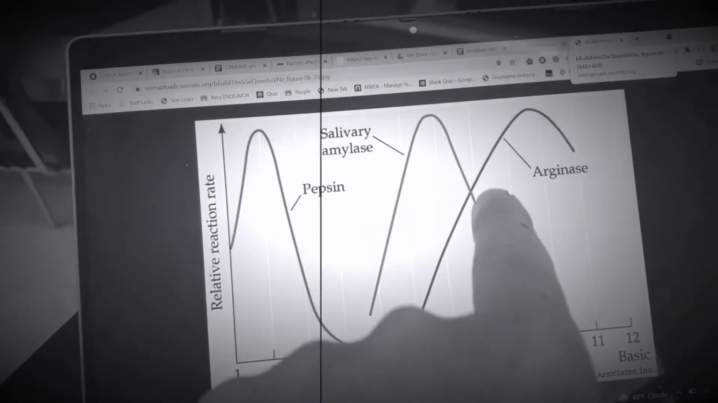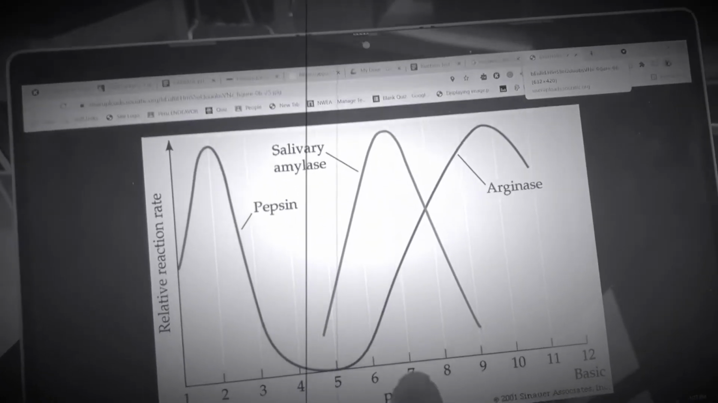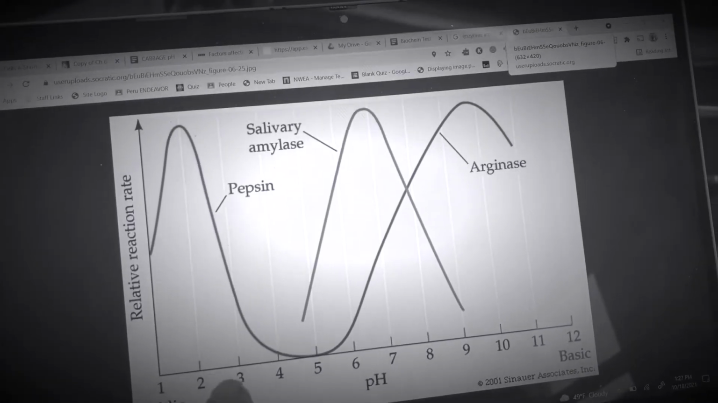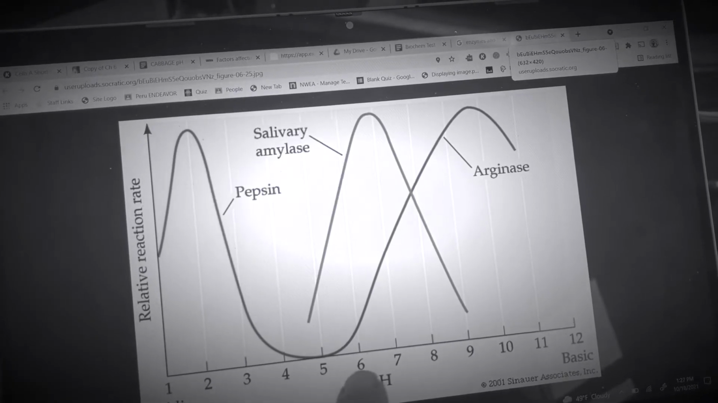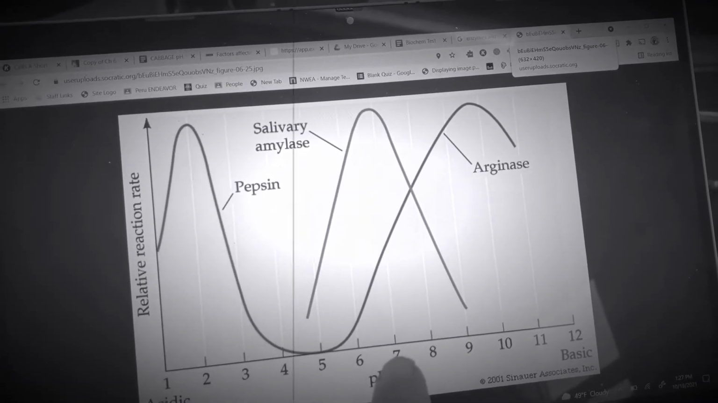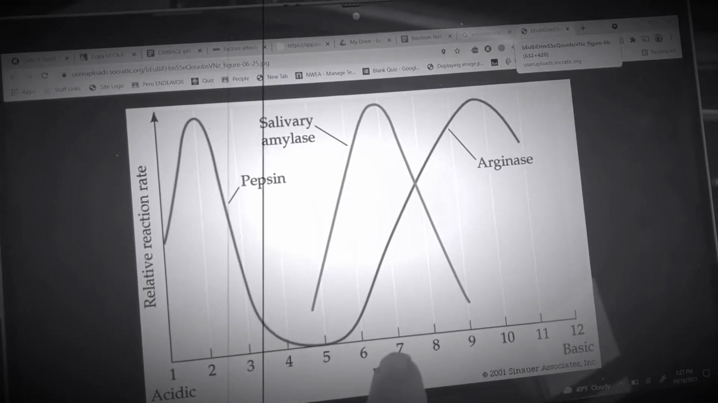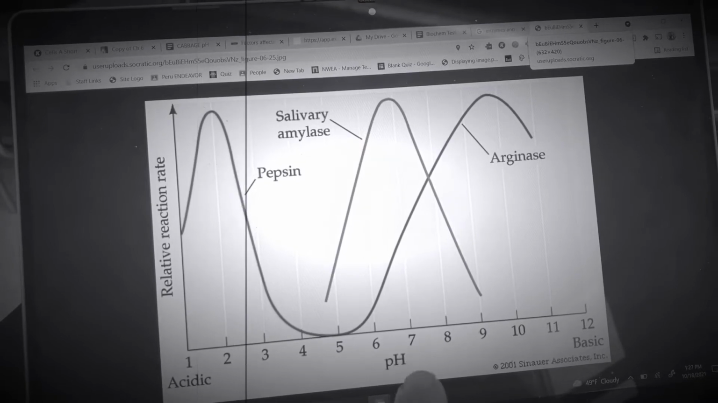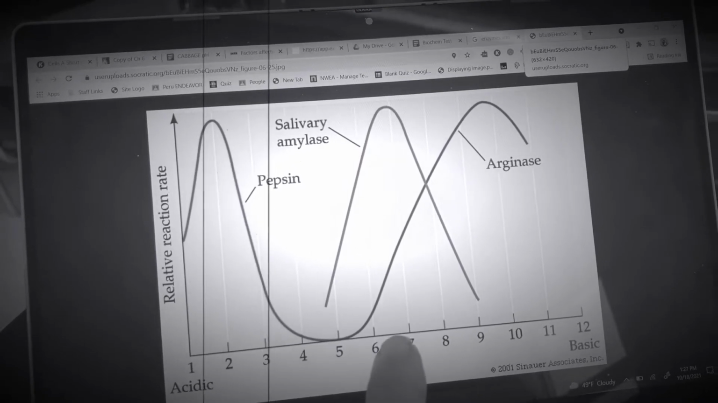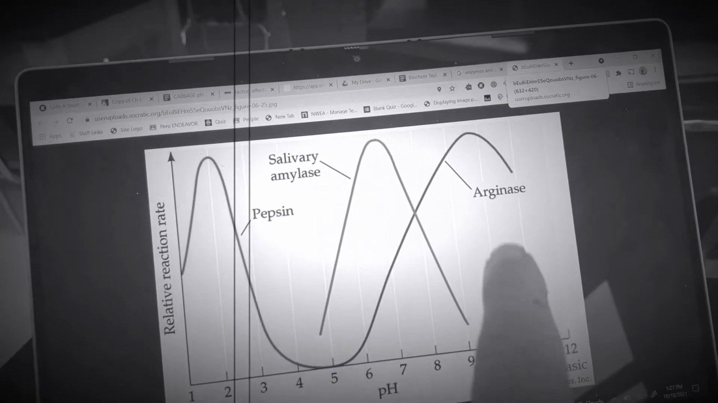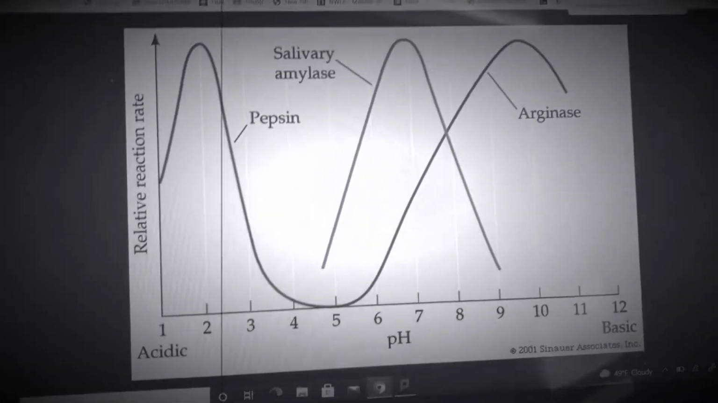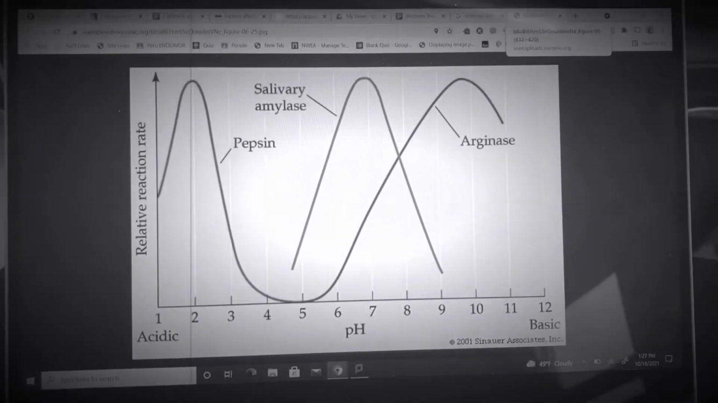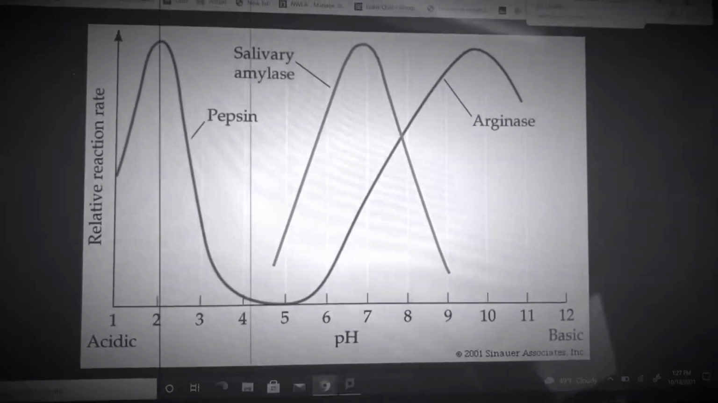Amylase, which digests carbohydrates, only works in an almost neutral environment. It actually works in an environment that's 10, 100, 1,000, 10,000, 100,000 times less acidic. That means 100,000 times fewer hydrogen ions floating around. And then some enzymes, like arginase, work best in a basic environment. So pH is one of the conditions at which enzymes work. And we're going to be studying that in class and in lab over the next few days.